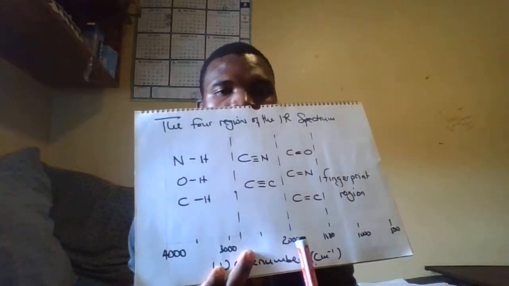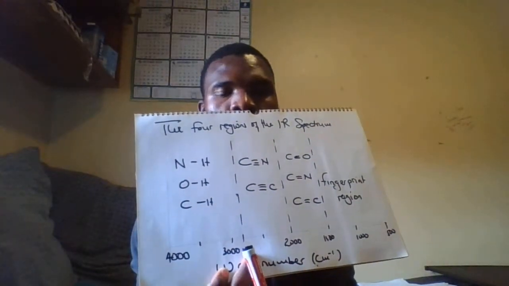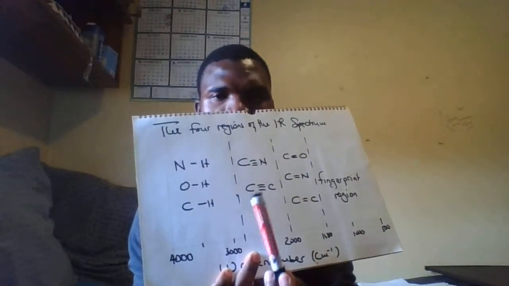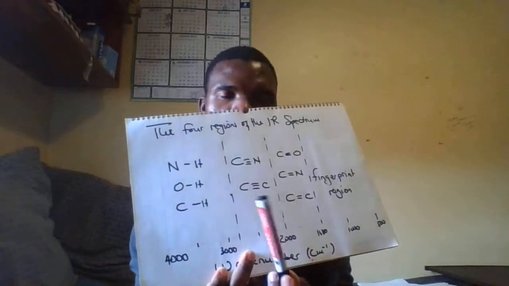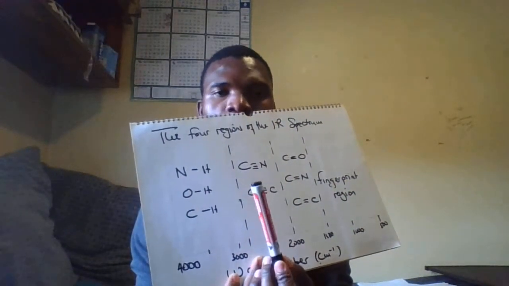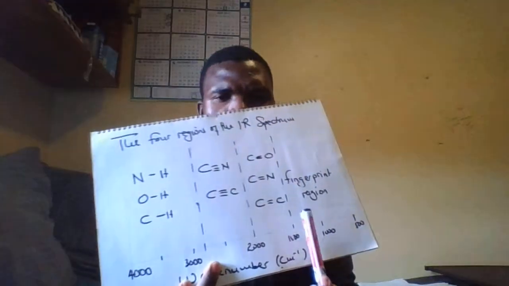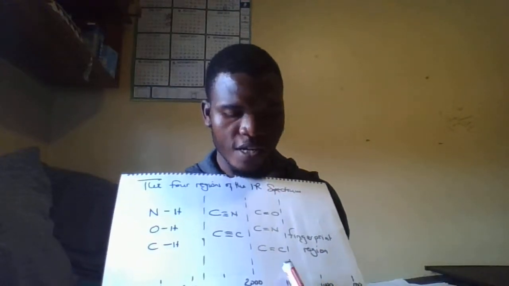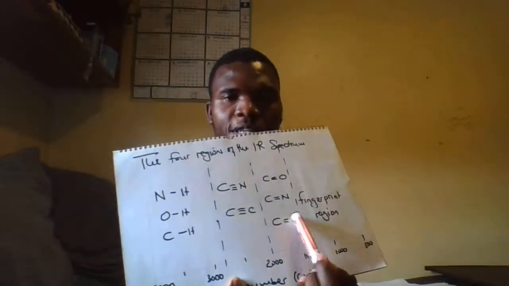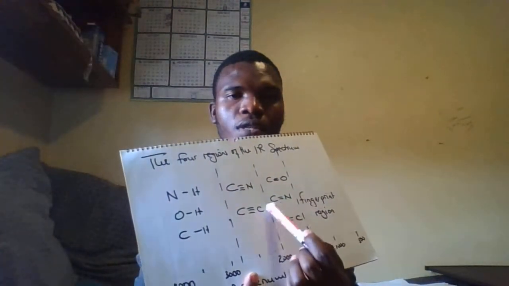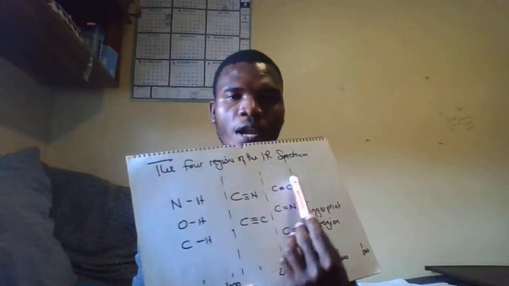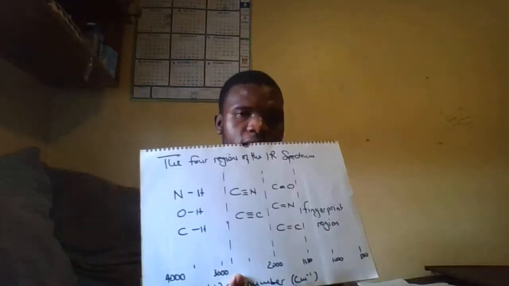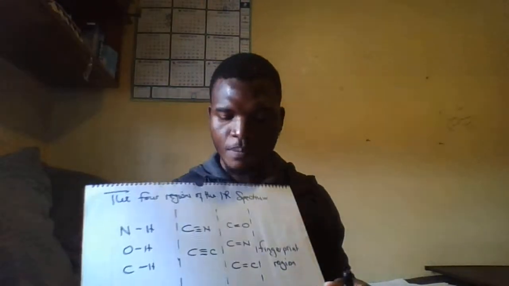Then we have this region between 2000 to 3000, where we expect the alkyne, the carbon to carbon triple bond, or carbon to nitrogen triple bond. And we also have this region between 1500 to 2000, where we expect the alkene and also the carbon nitrogen double bond, and also the carbonyl group. Like I said, here is the fingerprint region. So it makes work easy to interpret our compound.